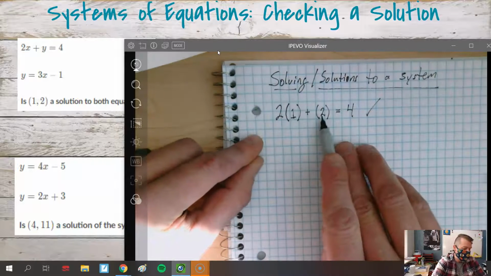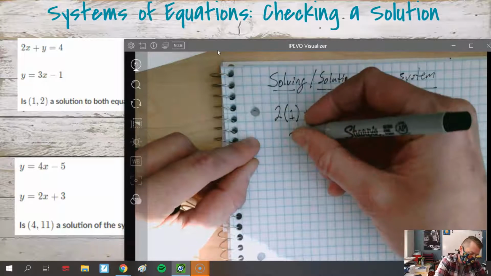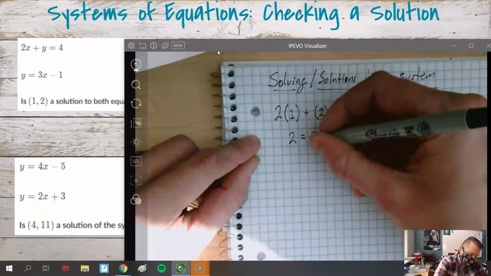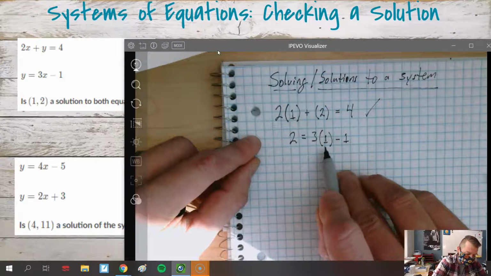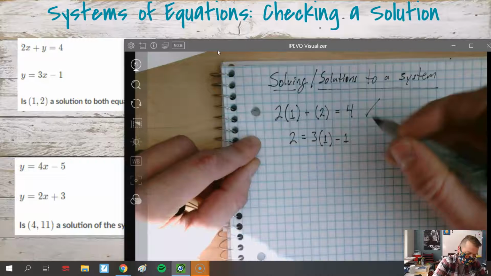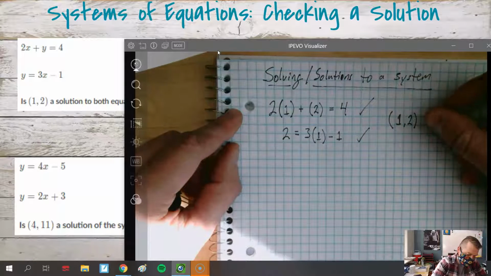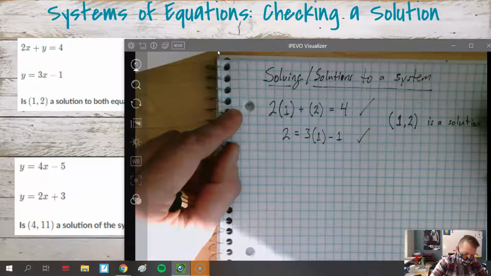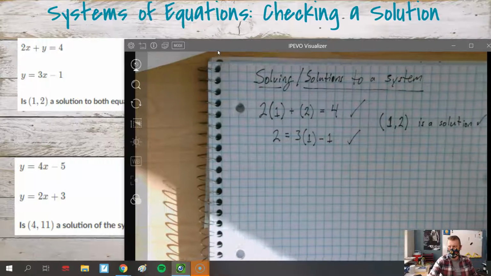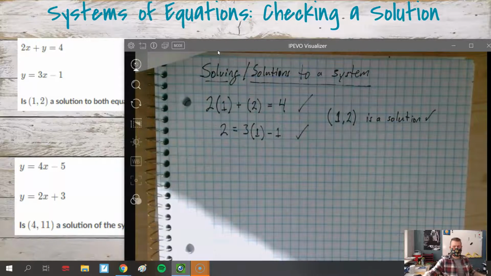That means the point 1, 2 is a solution for our first equation. To check it for the second equation, we also have to plug in 2 for the y, 1 for the x. 3 times 1 is 3, minus a 1 is 2. This checks out. So we can say 1, 2 is a solution. These equations have come out to be true. Any questions on how we plug in an xy coordinate to check the solution? If you don't have any questions, try the second one here.